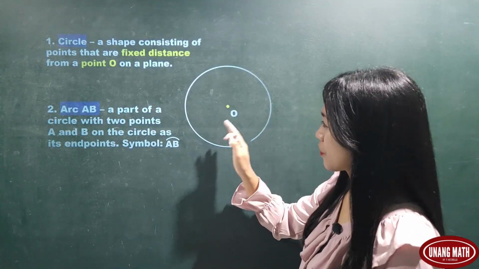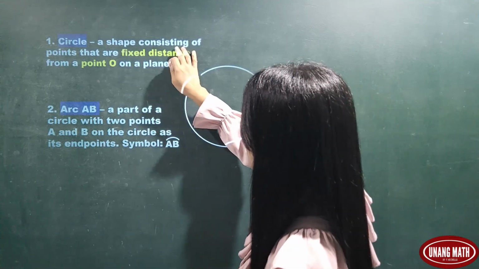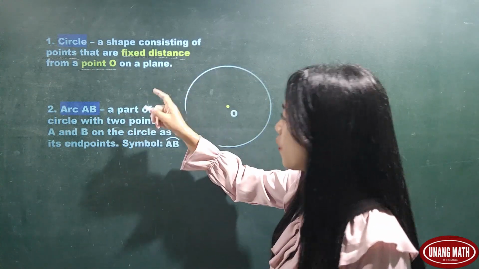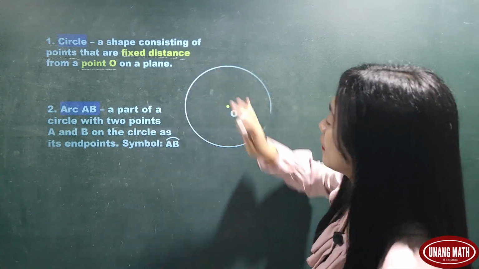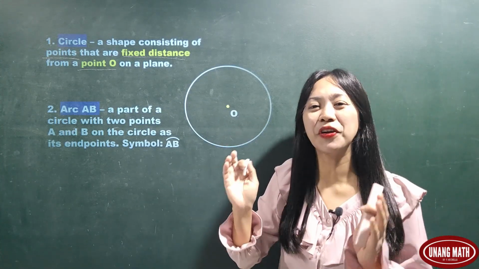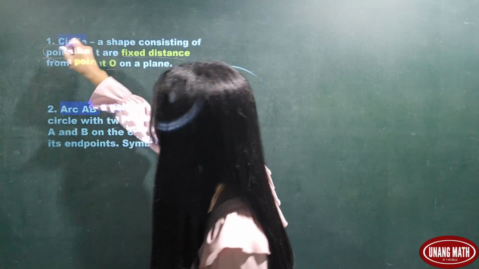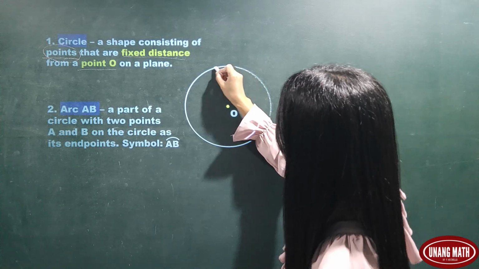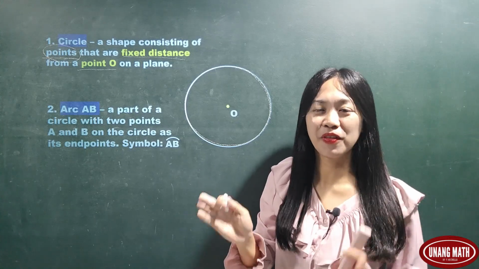We all know that circle is a shape, but more than that, circle is a shape consisting of points that are fixed distance from a point O on a plane. What does it mean by that? This is a circle, and this point O is the center of the circle. Circle is a shape consisting of points. Okay, these are the points. And when these points are connected, this is now the boundary or the circumference of the circle.